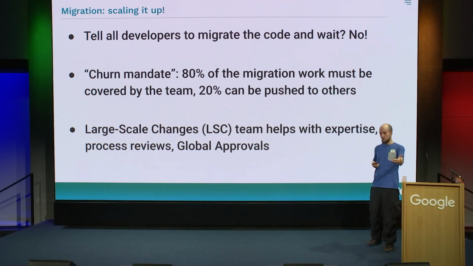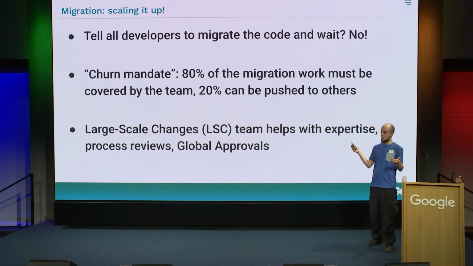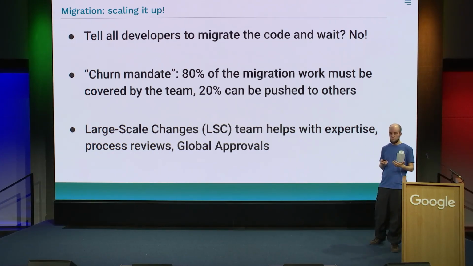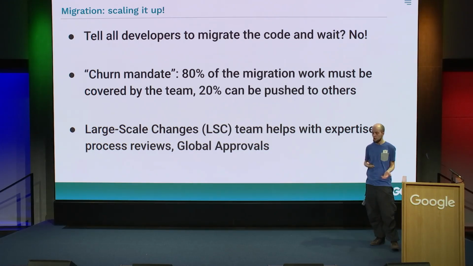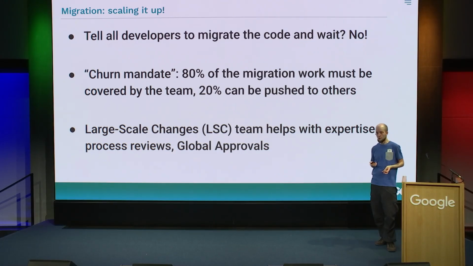So this is the policy side of things, and then there's also the process side of things, whereby we also have a team called the Large Scale Changes team, the LSC team, and that team helps with expertise, with process reviews, like maybe you should be using a different rewriter that you've never heard about, but it covers your use case and more. And most importantly, they have a special power called global approvers.